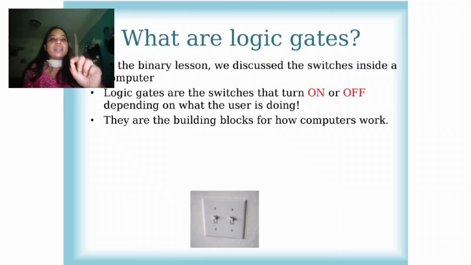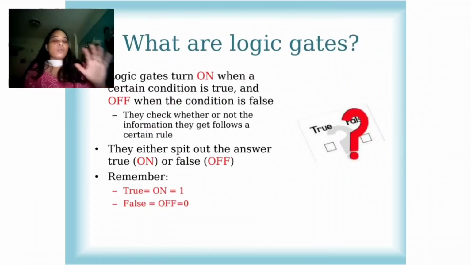Here we are going to use two switches, a switch panel. Here you can see the on mode and off mode. 0 means off, 1 means on. So they are building blocks. We are going to run blocks of applications by using this circuit board. Next, what are logic gates?